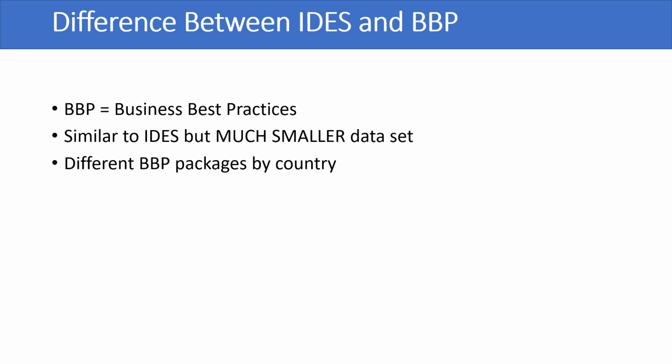One thing to remember is IDES included configuration and data for a bunch of different countries and company codes. So it included data for the US, the UK, Germany, France, and so on. Now in BBP, that's not the case. There are separate BBP packages by country. So there's one for the US, there's one for Germany, there's one for Spain, and so on. Again, the thing to remember is BBP replaced IDES with S/4HANA. Now let's log into SAP and take a look at this.